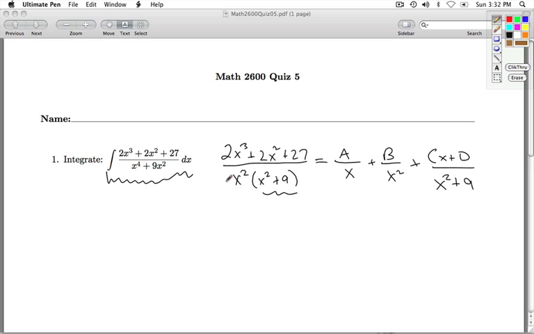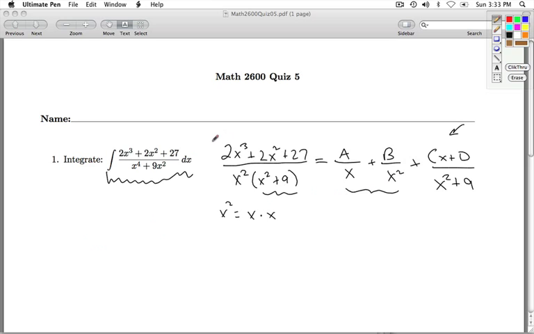Remember, we treat the x squared not as an irreducible quadratic. X squared is actually a repeated factor, x times x, and as such we treat it as a repeated linear factor. The x squared plus 9 we know is an irreducible quadratic because the roots of this polynomial are imaginary, and so that's why it gets that kind of treatment. Alright, so that's the first step, to write the form of the partial fraction decomposition.